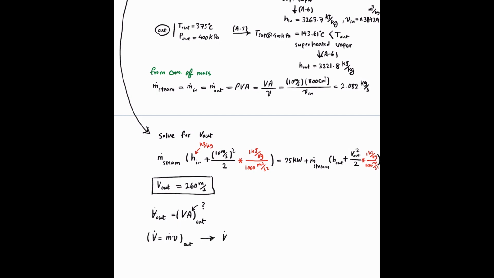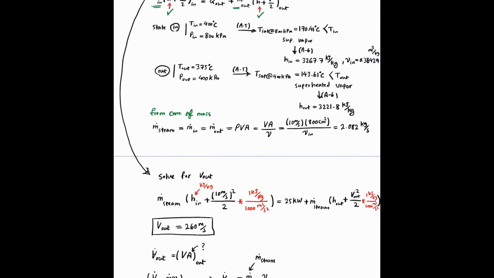So V dot out will be equal to M dot out, which is equal to M dot steam, based on the conservation of mass, times specific volume at the outlet. And I can read it at T out and P out, somewhere here. So v out, I'm going to read for it. v out will be equal to 0.74334 meter cubed per kilogram.